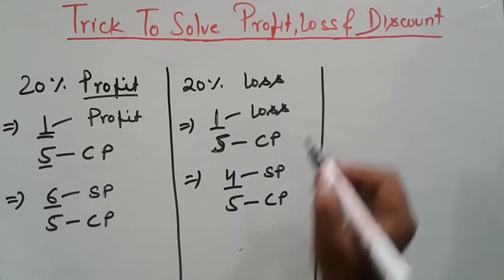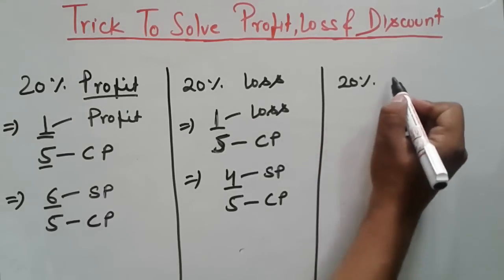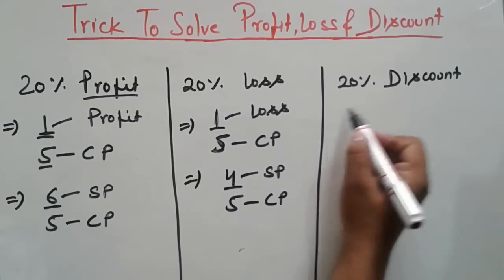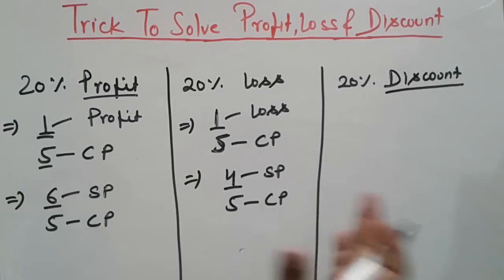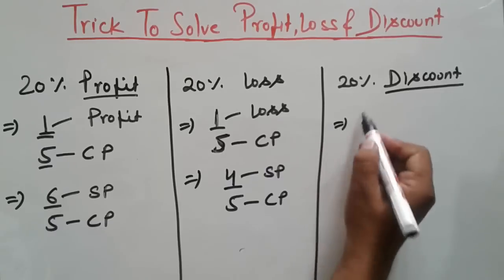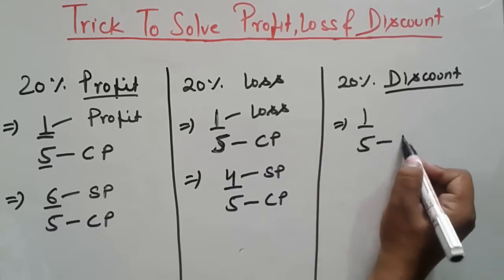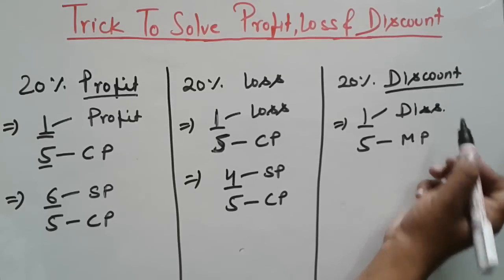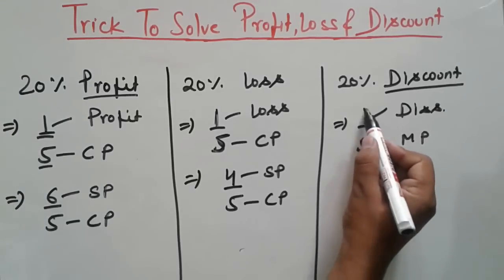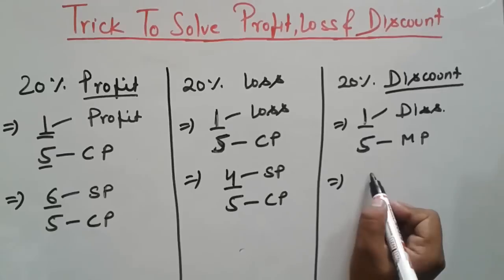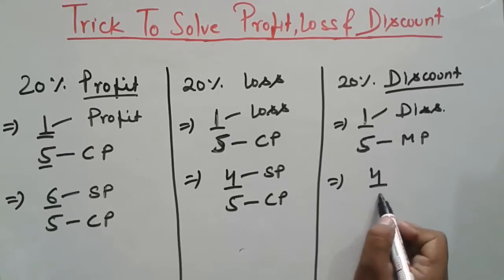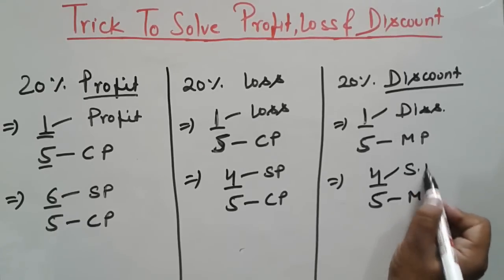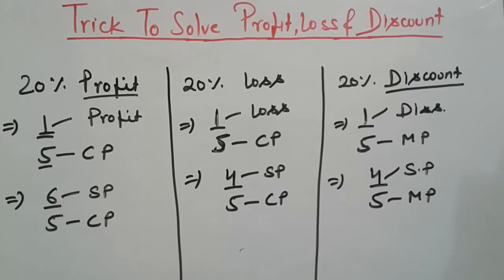And suppose there is 20% discount in a problem. As we all know, discount is always calculated on market price. So if we convert it, it is 1/5 and the denominator will represent market price and the numerator will represent discount. So it means for every 5 market price there is a 1 discount. Now we can calculate selling price. 5 minus 1, 4 by 5. Here the denominator is market price and the numerator is selling price. Then we have found the ratio of selling price by market price.